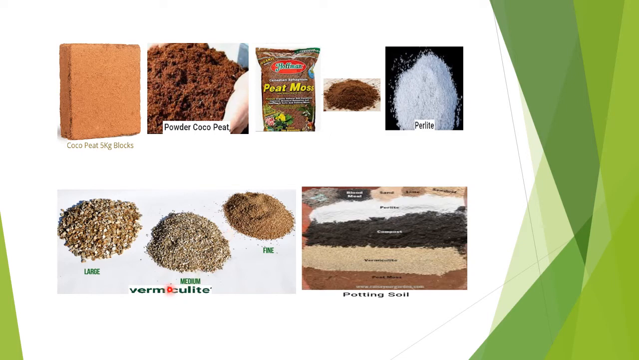And you know why it's called vermiculite? I have already mentioned, because when vermiculite is heated, it appears like a worm. It spreads like a worm. That's why it's called vermiculite. These are different mixes which are named as potting soil and also as soilless mixes.